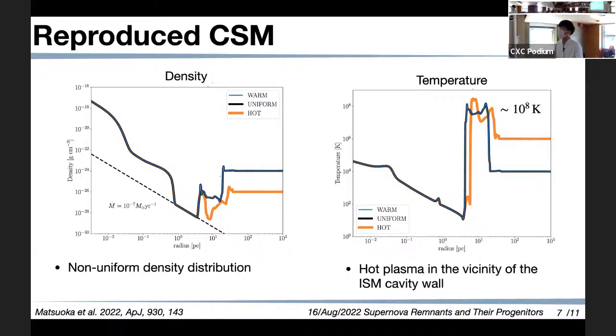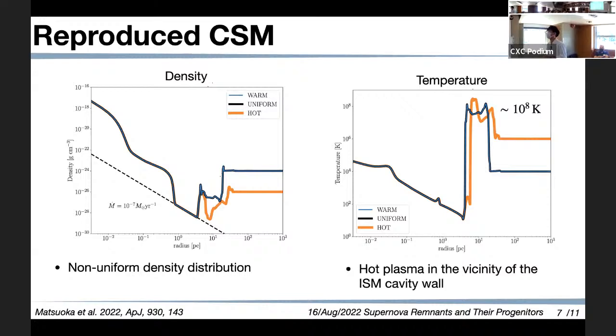Okay, so here we show you the result of our calculations. First is the reproduced CSM. This figure shows the density and temperature structure of the CSM. As for the density structure, we can see that a non-uniform density distribution is realized, deviating from the distribution proportional to R^-2. In addition, as for the temperature structure, we can see that there is a hot plasma whose temperature is up to 10^8 Kelvin or so. The location of the hot plasma is in the vicinity of the isolation cavity, around 4 parsecs or so.